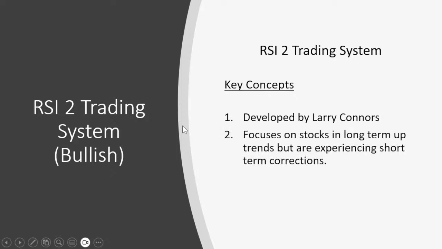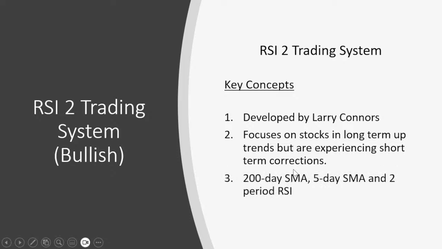This strategy focuses on stocks in long-term uptrends that are experiencing short-term corrections. All right, that's ideal, right? I want a stock in a long-term uptrend that's pulling back, experiencing a short-term correction. Easier said than done, a rather vague statement, right? But he defines those situations.